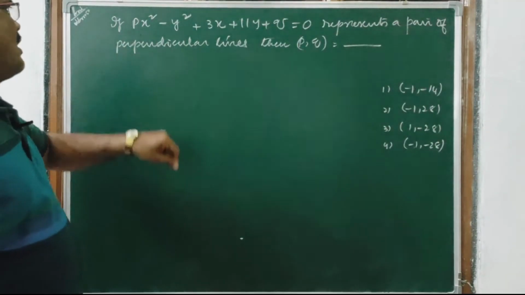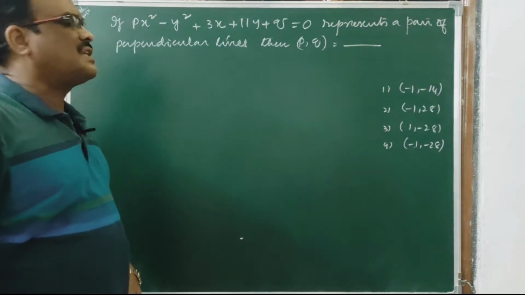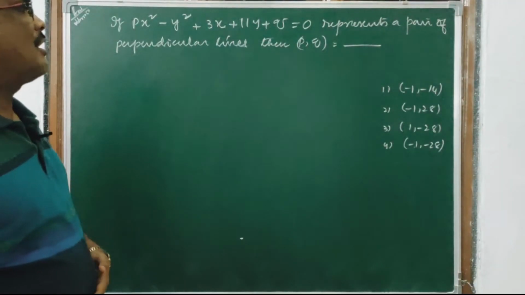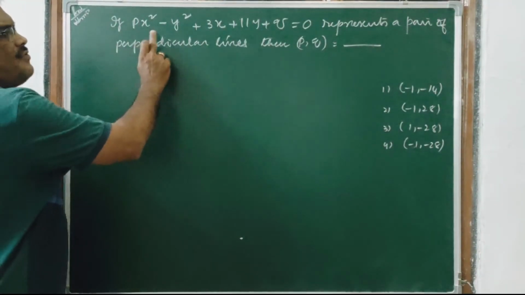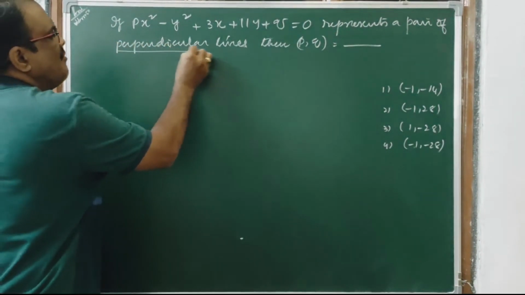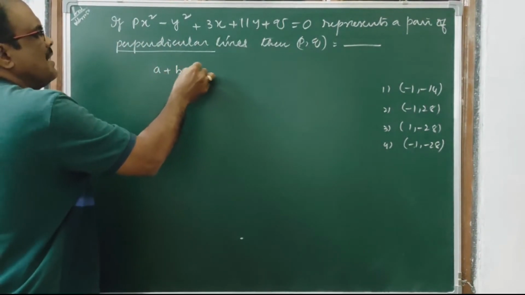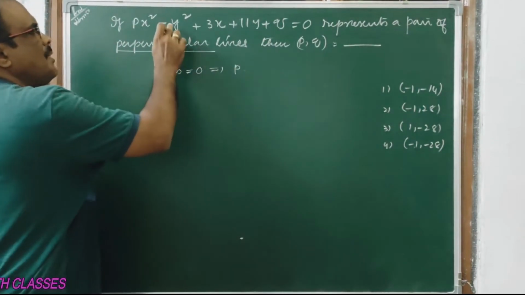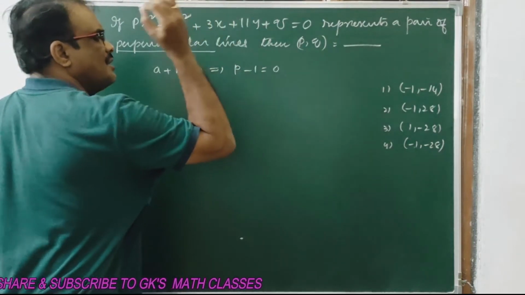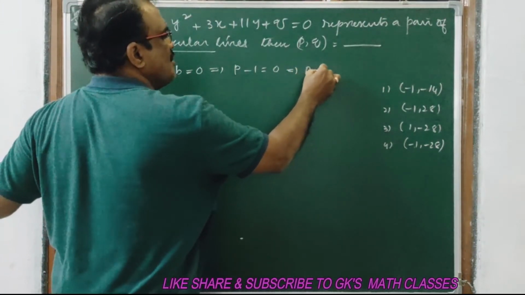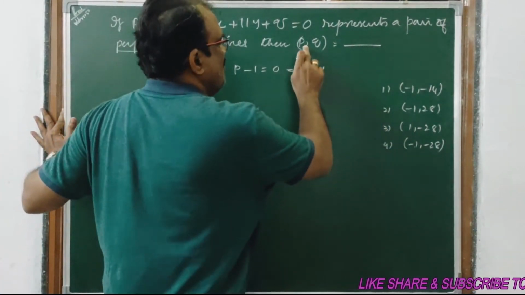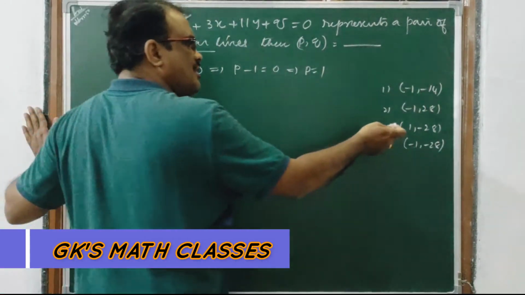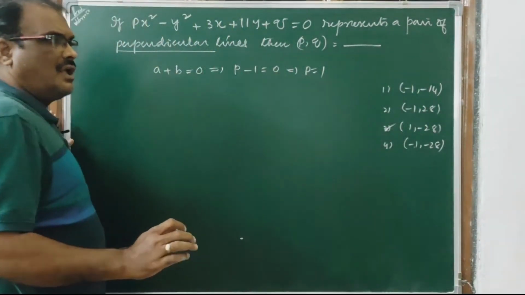If px² − y² + 3x + 11y + q = 0 represents a pair of perpendicular lines, then p comma q. If the equation represents a pair of perpendicular lines, a + b = 0, where a means the coefficient of x² and b means the coefficient of y². So p = 1. In the given options, the value of p is 1, so it is already known, it is the third choice. But if at all there is one more option with p = 1 given, how to find q?